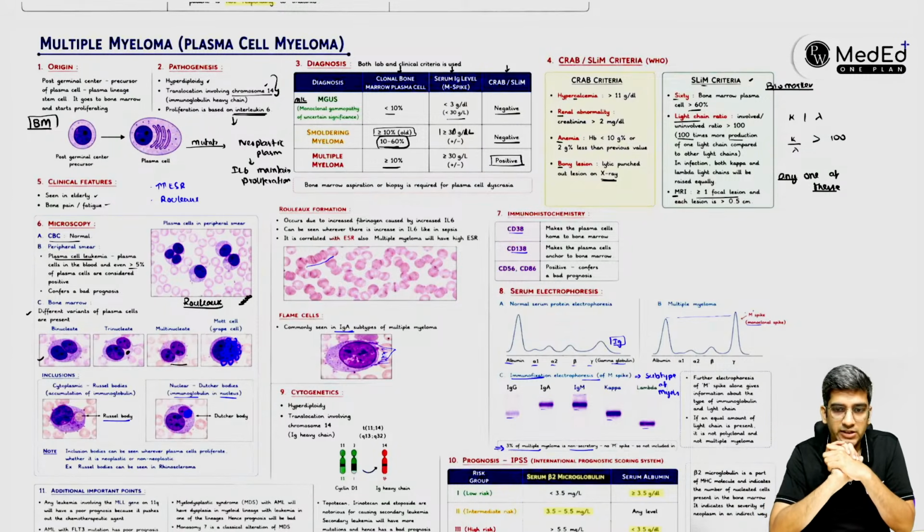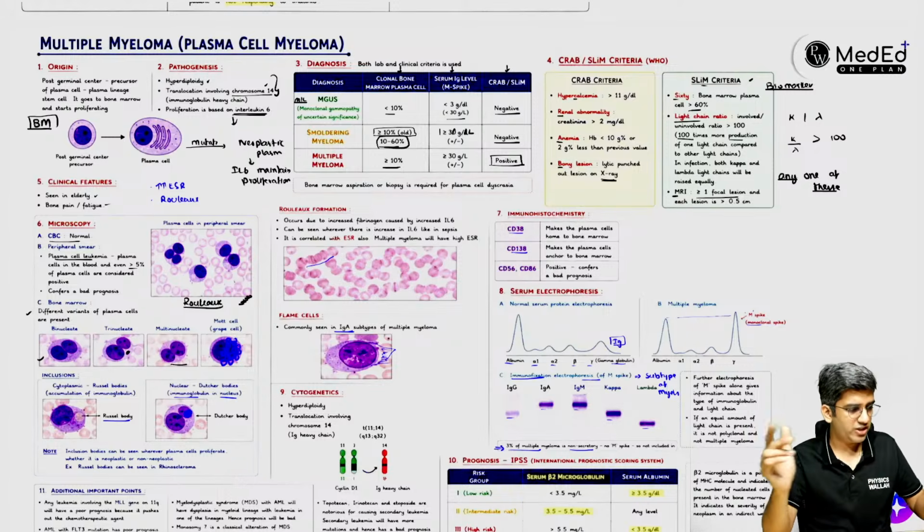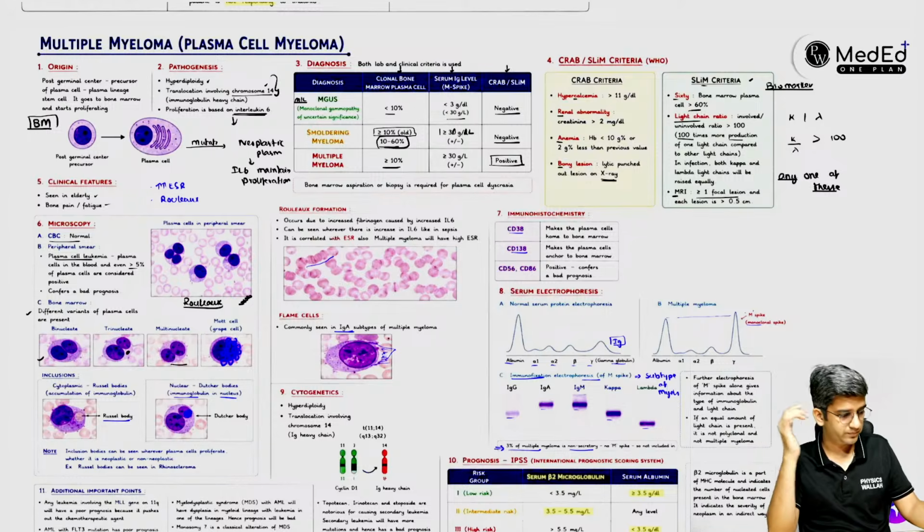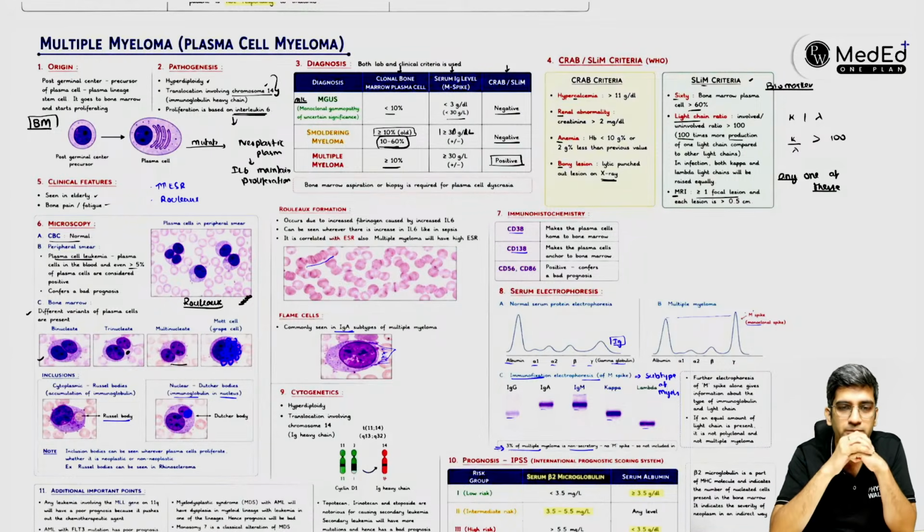Yes, proteasome inhibitors. I think I forgot the name of it. I think it's bortezomib. If I'm wrong, please change it.